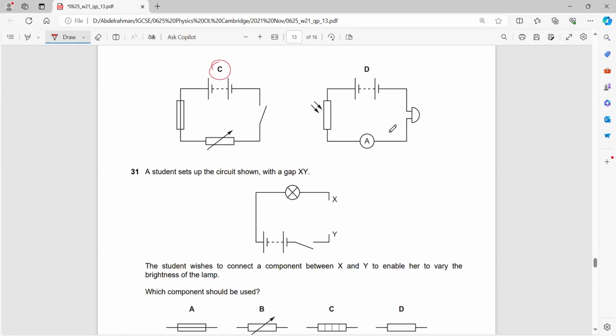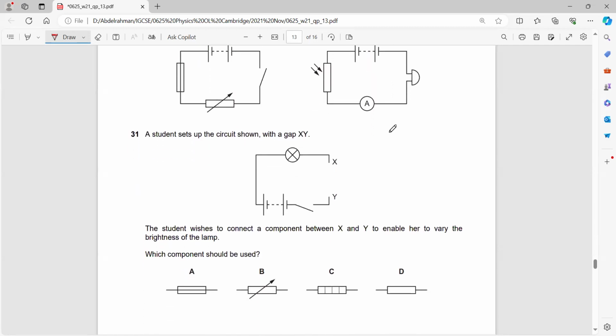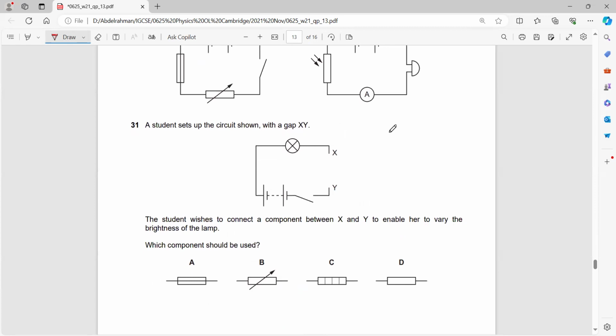A student sets up a circuit with a gap XY. She needs to connect a component to enable her to vary the brightness of the lamp. How can she vary the brightness? Using a variable resistor, which would vary the resistance of the circuit, and so the current.